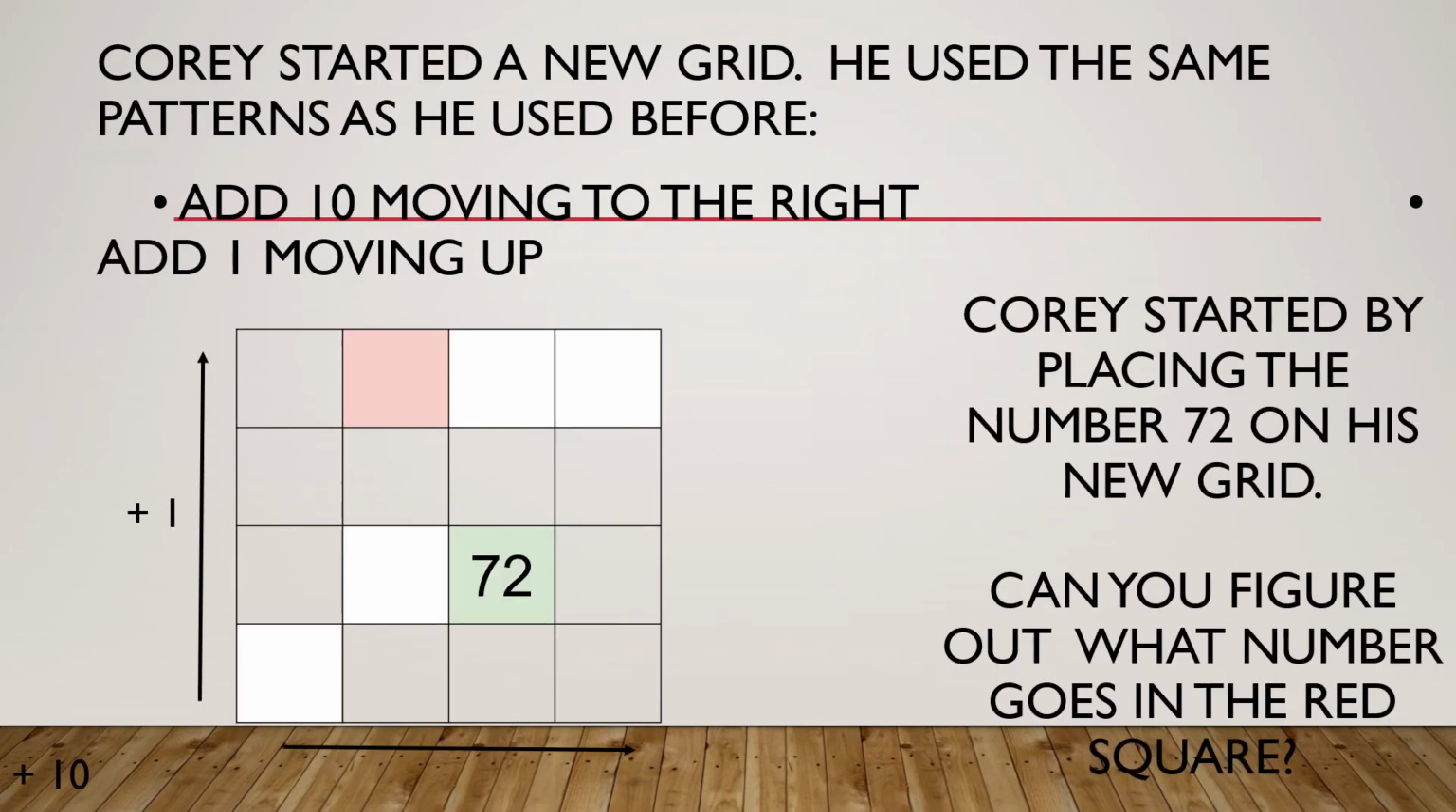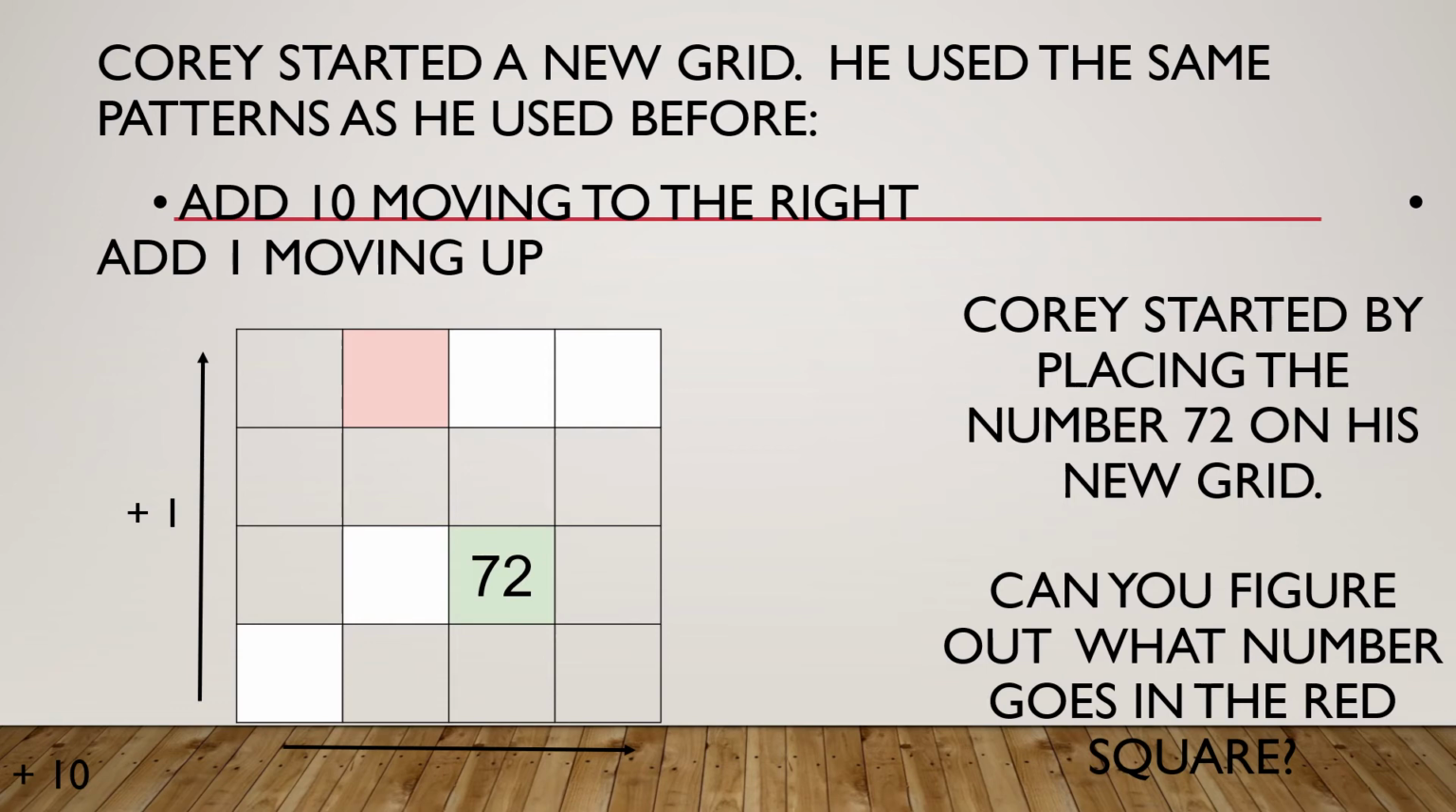Okay, boys and girls, now let's see if you can solve this next grid pattern. And let's read from the top together. Corey started a new grid. He used the same patterns as he used before. Add 10 moving to the right, add 1 moving up. Corey started by placing the number 72 on his new grid. Can you figure out what number goes in the red square?